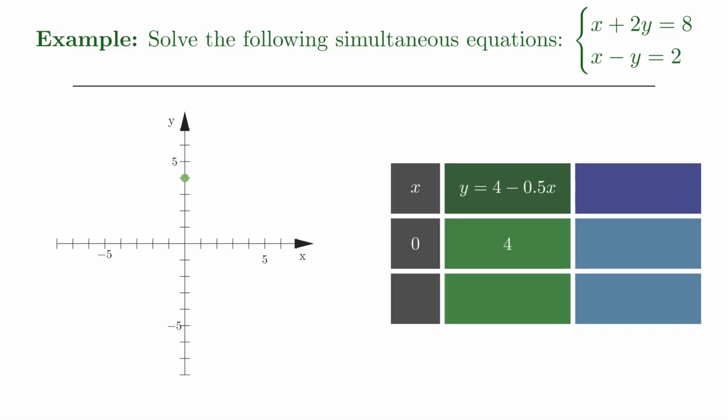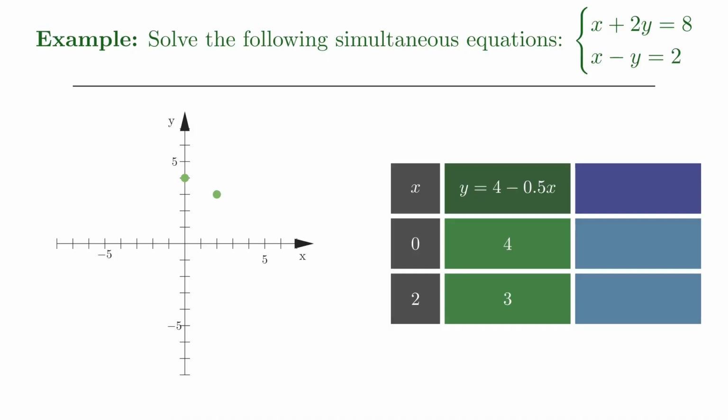Plotting this on the graph, I choose where x is equal to 0 and y is 4. Next I choose the value x equals 2, and I substitute this into the formula. So y equals 4 minus a half times 2 gives me y equals 3. Again, plotting the point x equals 2, y equals 3.